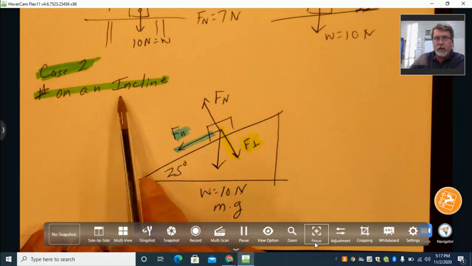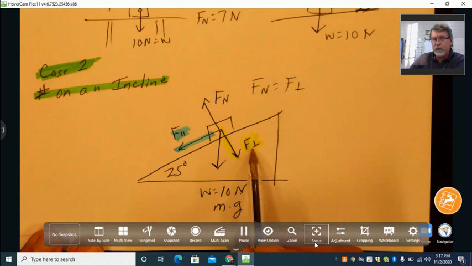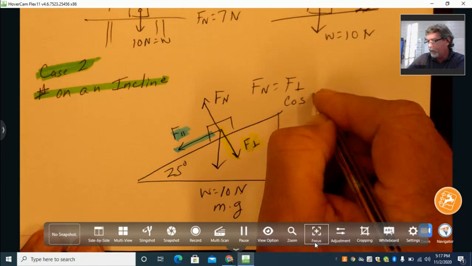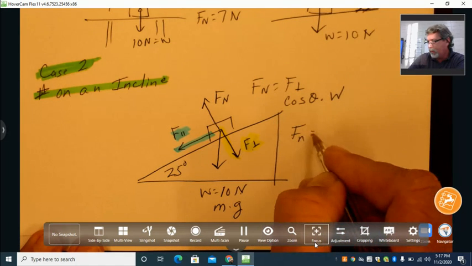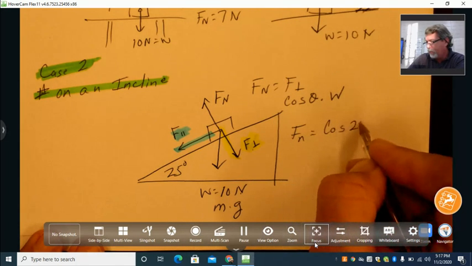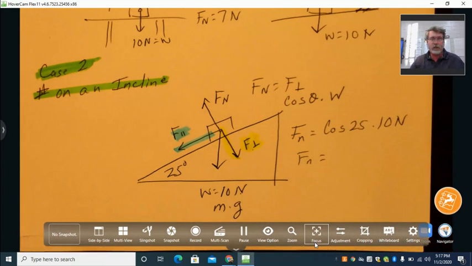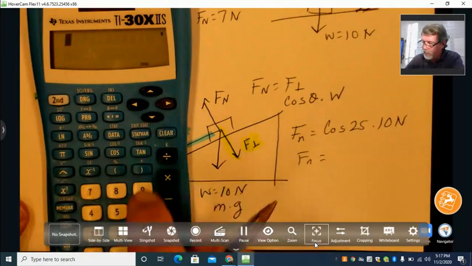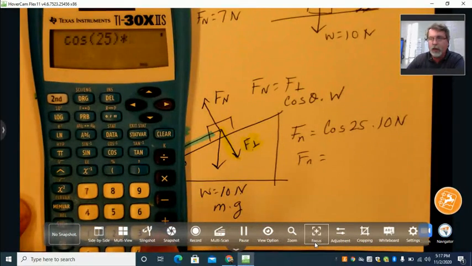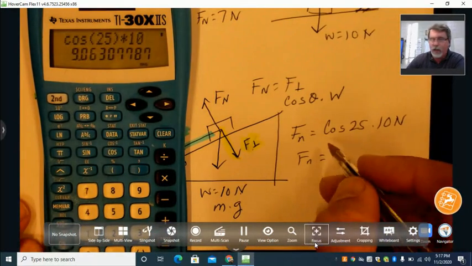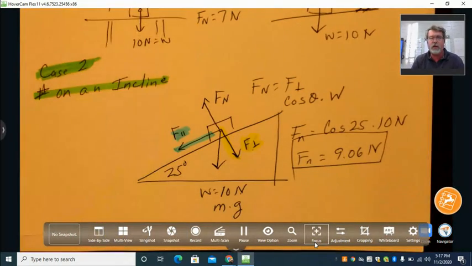So the force normal on an incline is equal to force perpendicular. And the force perpendicular is the cosine of theta times the weight of the object. So force normal in this case would equal the cosine of 25 times 10 newtons. Cosine 25 times 10, and we get 9.06 newtons. And that is our force normal on an incline.